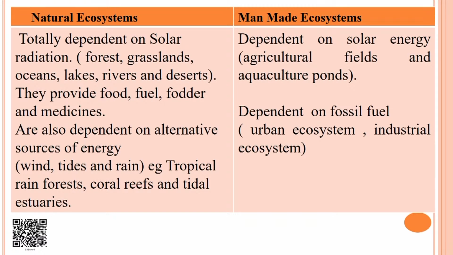Natural ecosystems provide food, fuel, fodder and medicines, and they are also dependent on alternative sources of energy, that is wind, tide and rain. Examples include tropical rainforests, coral reefs and tidal estuaries. Man-made ecosystems are dependent on fossil fuel. If we are staying in a city, it is known as an urban ecosystem. If you are working in a factory, there is an industry, and that is also an ecosystem, the industrial ecosystem.